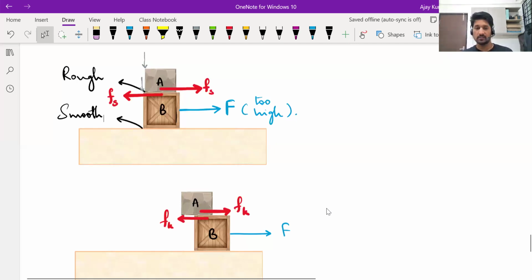Sir, is it possible for block A to move faster than block B? While applying force on which block? B. How does that happen, tell me. You are pulling the block B. How can A move faster than B?